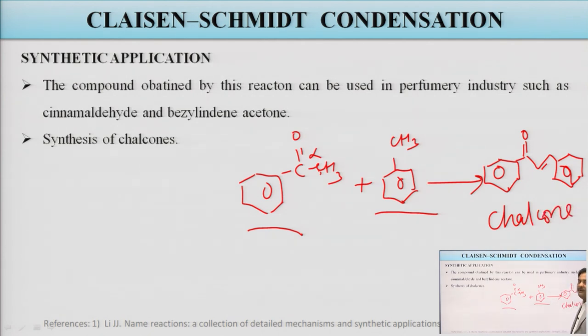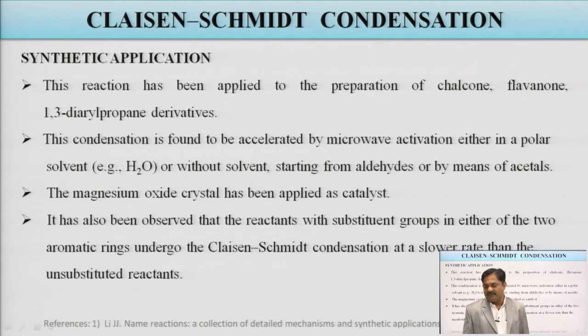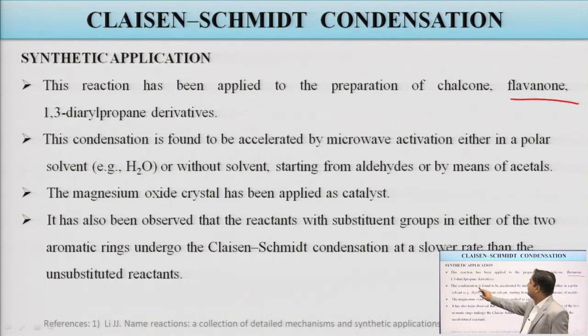Very very important molecule in synthetic chemistry. It can be used in the preparation of various molecules, for example pyrazoline, for example benzthiazole, so many molecules. Chalcone is used widely in pyrazoline synthesis. So you can see alpha carbon, beta carbon, alpha beta unsaturated carbonyl compounds are there. So synthesis of chalcone is taking place by using Claisen-Schmidt reaction. The reaction has been applied to the preparation of chalcone, as I told you. Flavanones, 1,3-diaryl propane derivatives also.